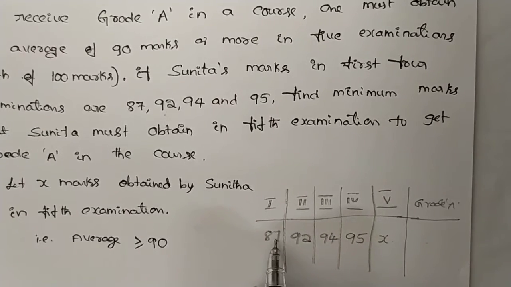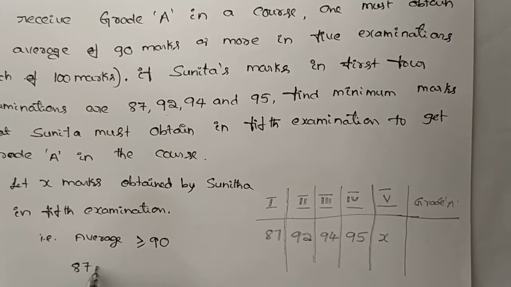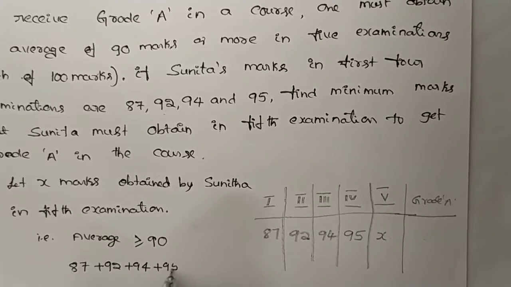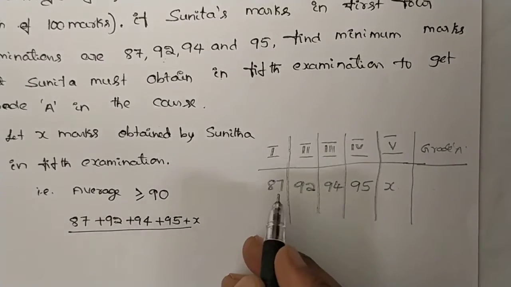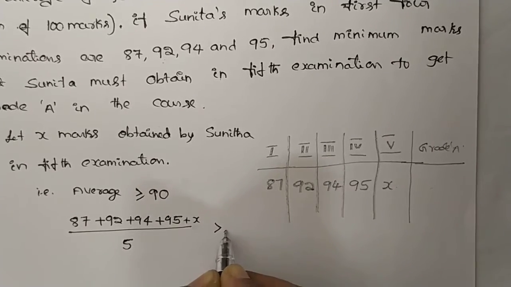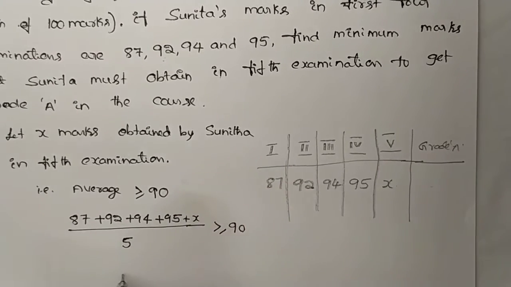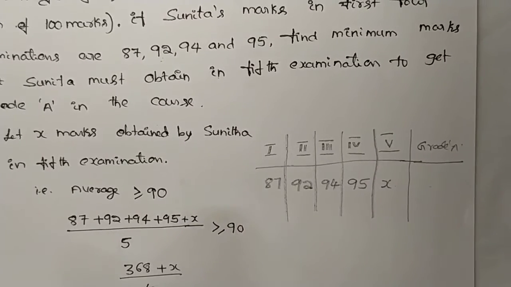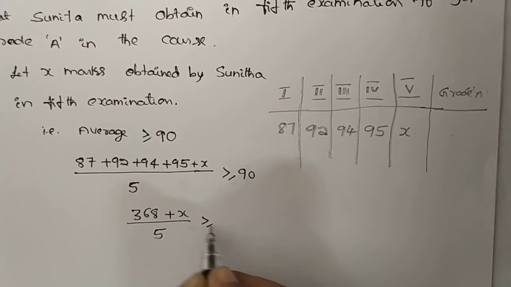How to find the average? 87 plus 92 plus 94 plus 95 plus x, divided by how many exams are there? 1, 2, 3, 4, 5. So divided by 5 is greater than or equal to 90. Now 87 plus 92 plus 94 plus 95 is how much? 368. So 368 plus x, divided by 5, is greater than or equal to 90.